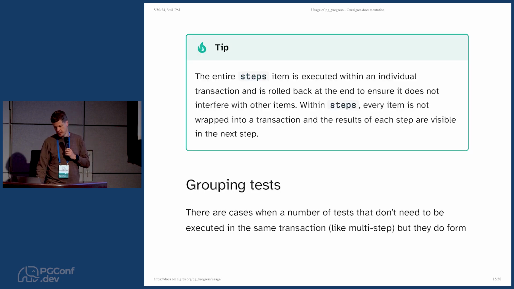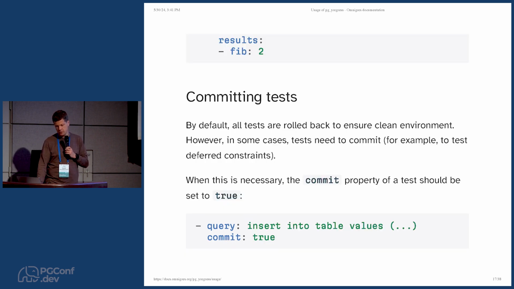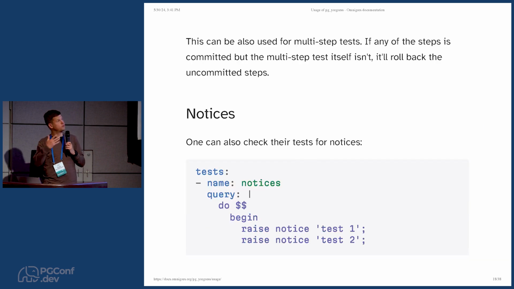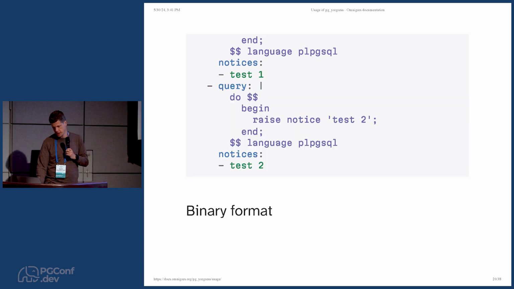results they're getting. You can group them without transactions as well, just logically, if there's a set of tests that you want to test that relate to a particular topic. And by default, the tests are not committed, so they're always transactional, but you can make them committable, by just specifying that the commit is true. You can test for notices, especially when you're debugging your functions and you want to see what's happening with them. You can test that it should produce certain notices. And you can do that actually in transactional tests as well.